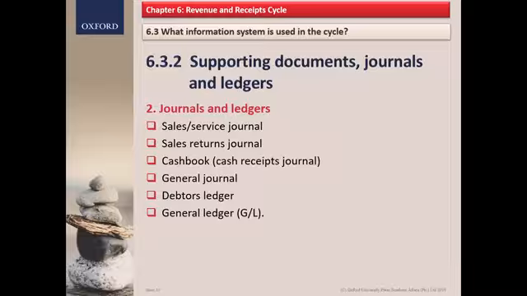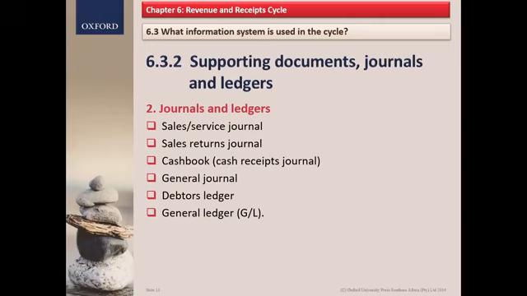When goods are returned because of issues, they don't satisfy a particular client's quality control standards. They are defective, they are incomplete, and they don't meet the standard that is required. They are returned, and when they are returned, they are passed through what we call the sales return journal.